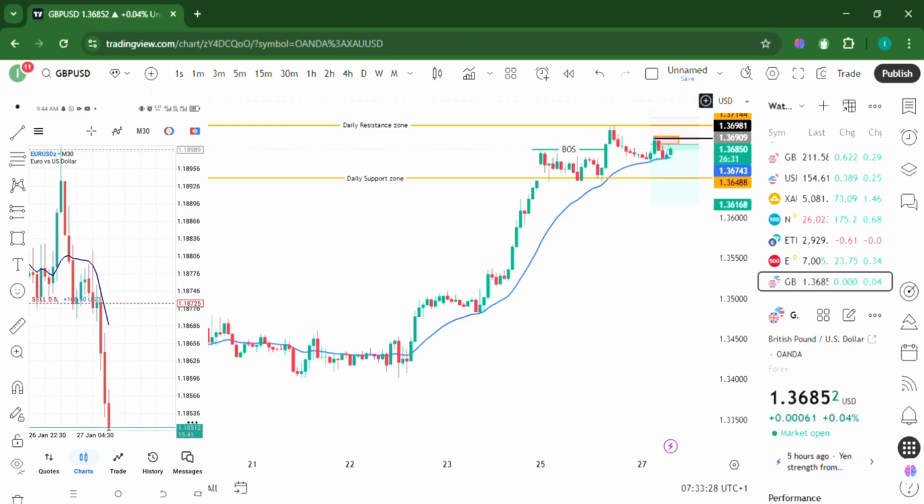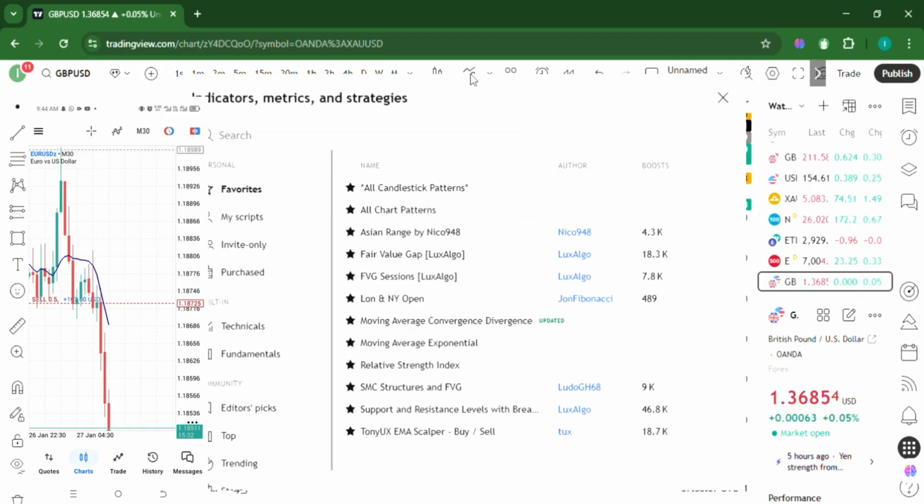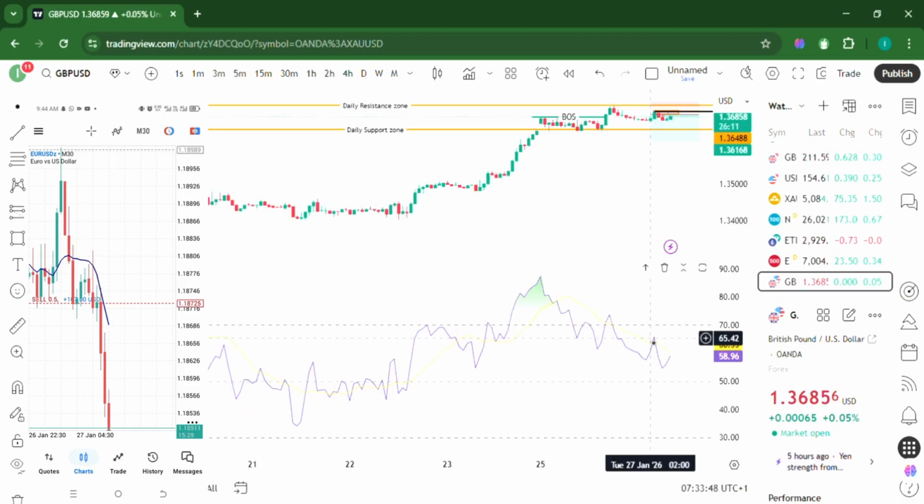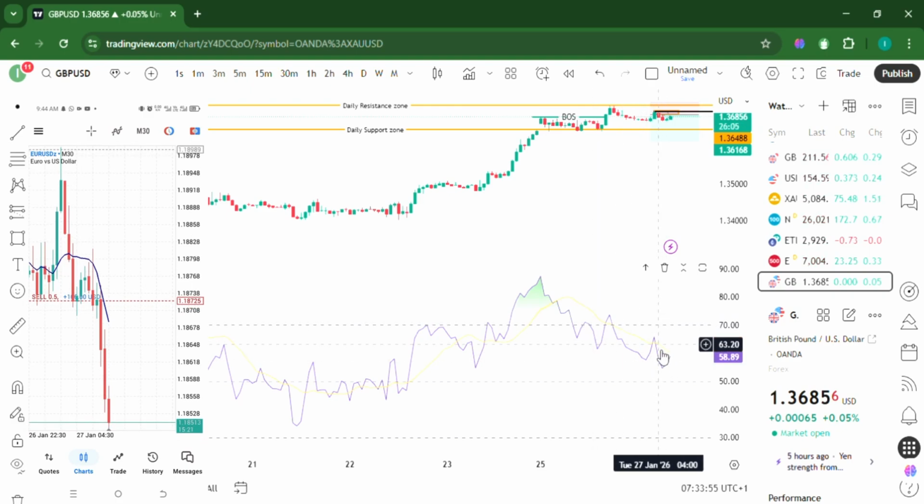All right, let's look at another indicator, that is the Relative Strength Index. This is showing us this is level 70 and price is actually below level 70, telling us that price is actually pushing down.